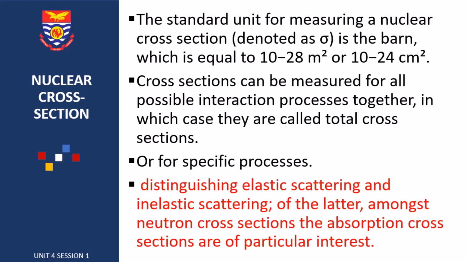The standard unit for measuring nuclear cross-section, which is denoted by sigma, is referred to as the barn, and it is equal to 10^-28 meter squared or 10^-24 centimeter squared. So this is the sigma right here. We can calculate the cross-section for individual interactions, and at the same time calculate the cross-section for all possible interactions. In this case, it is called the total cross-section.